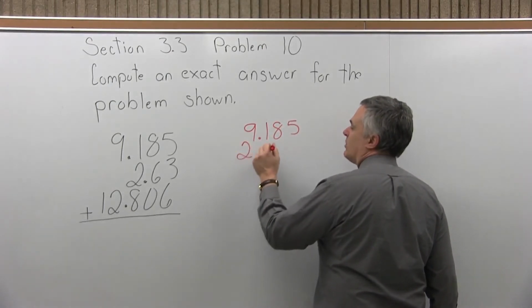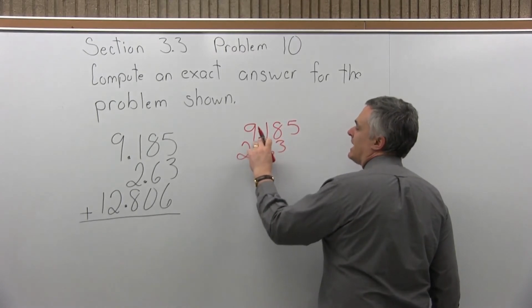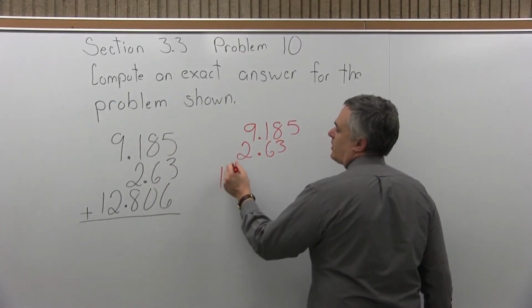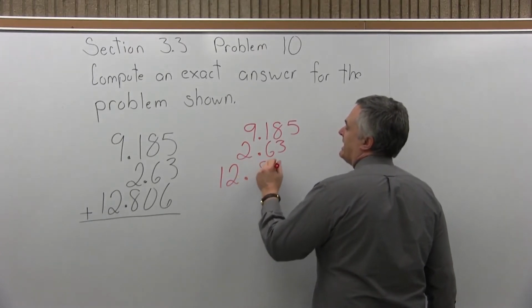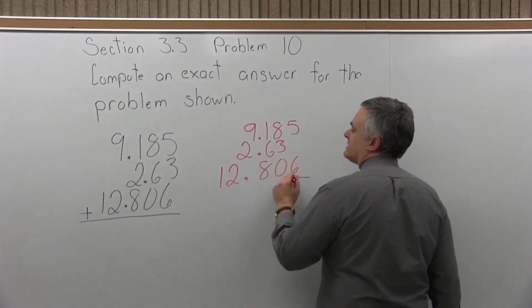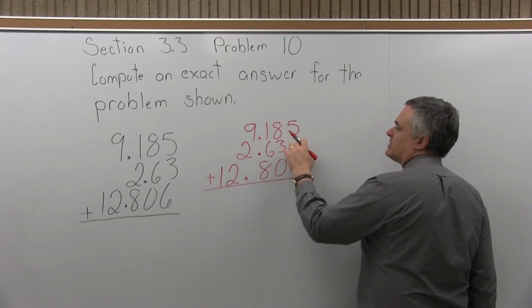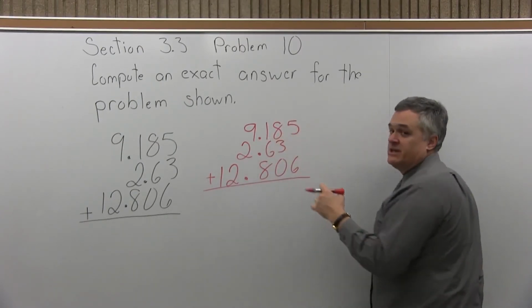So 2.63. Now the decimals are in line vertically. And then the last one, 12.806. Now I can add, and notice the 2.63 doesn't go as far to the right. You can leave that, that's fine.